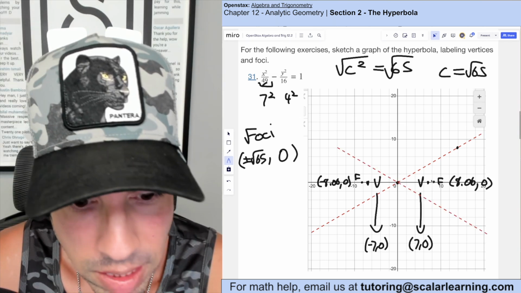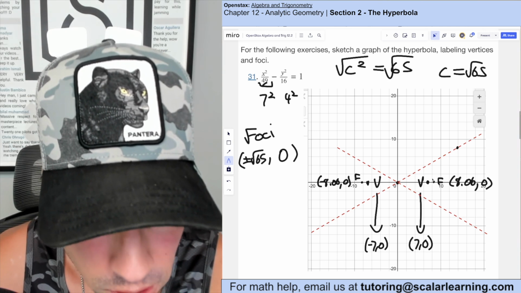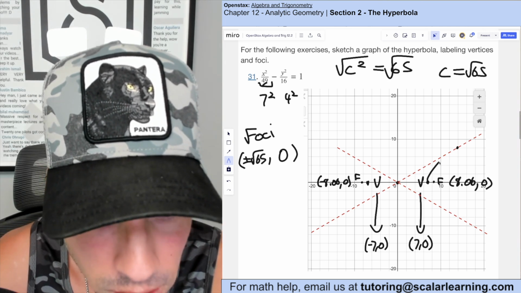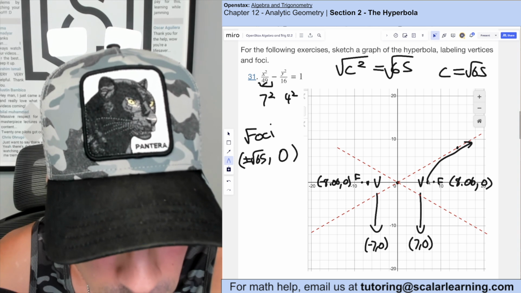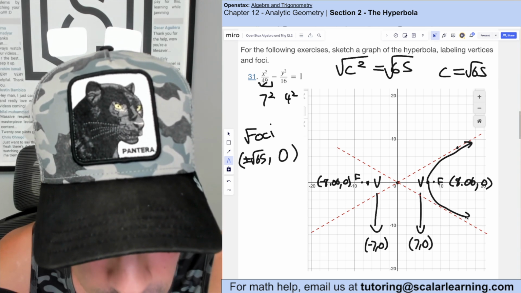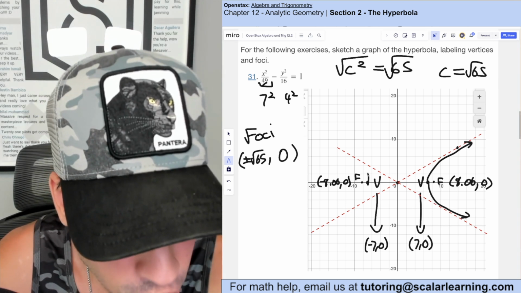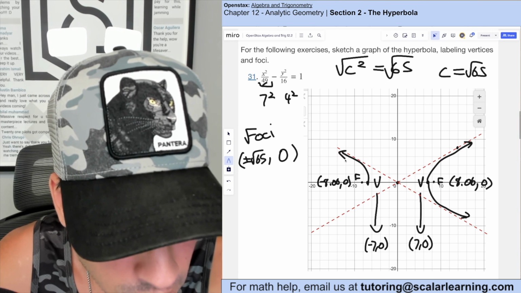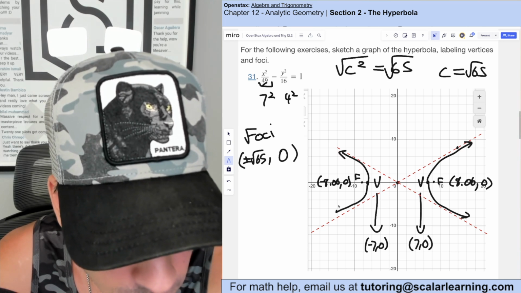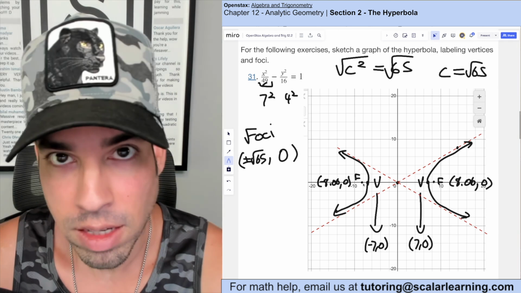And this just makes it easy to now graph it from the vertex, and then I always say we kind of hug the asymptotes. We kind of go up like this, hug the asymptote, kind of go down like that. So that just helps us to give it some nice shape. And we go like this and like that. And that's it. That's how you graph it.